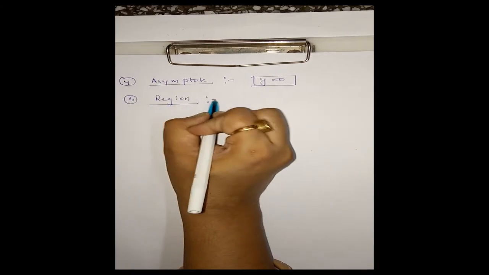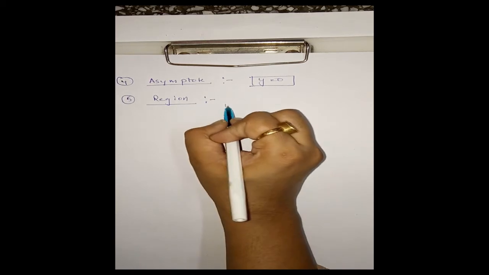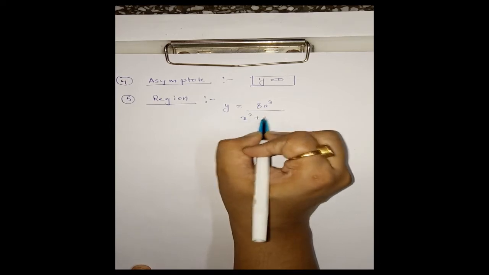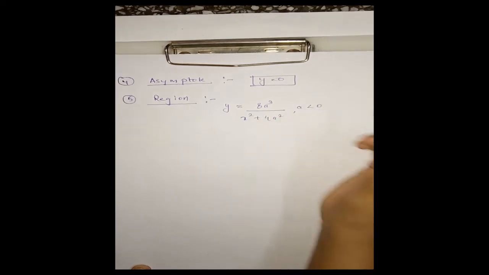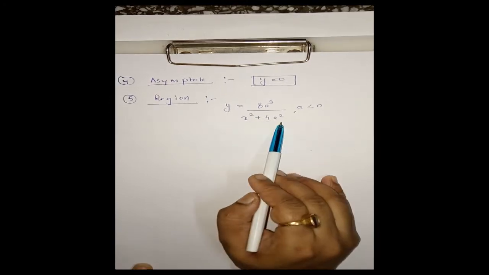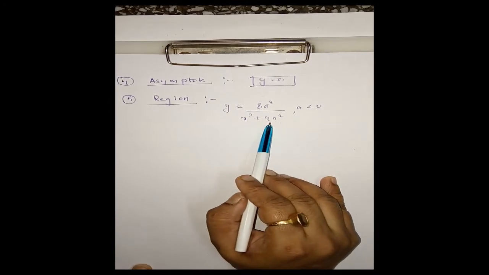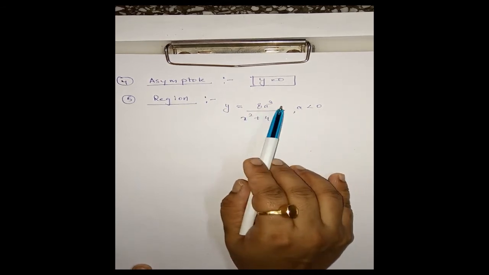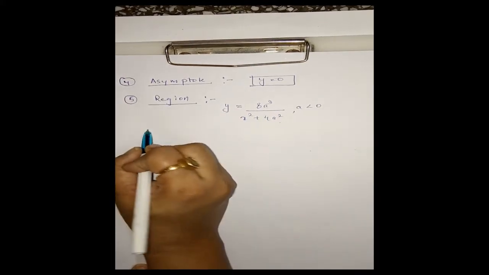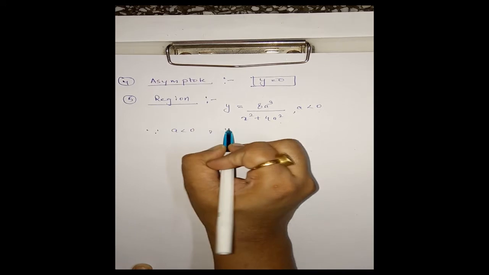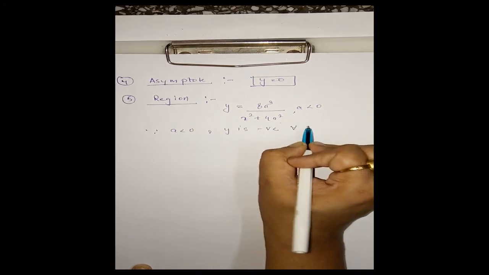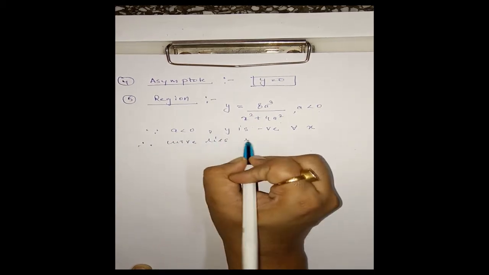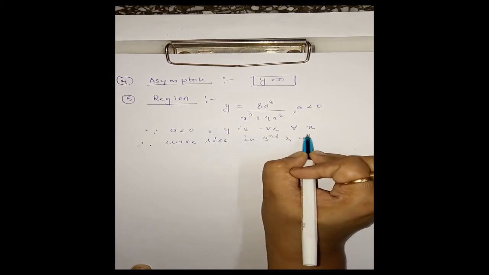Next step, region. Now in the region, there is a change. Here y is equal to 8a cube by (x square plus 4a square), and here a is less than 0. Now the denominator is positive, x square plus 4a square is positive, but in the numerator we have a cube and a is less than 0. That means y is negative. Therefore, since a is less than 0, y is negative for every value of x. Therefore, the curve lies in the third and fourth quadrant.